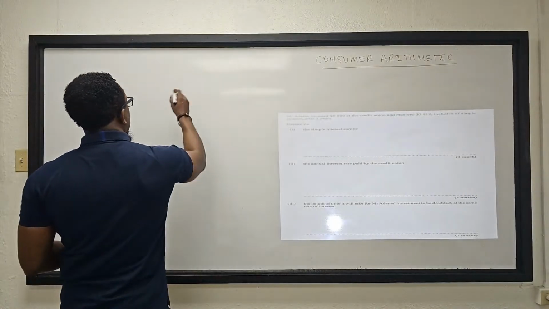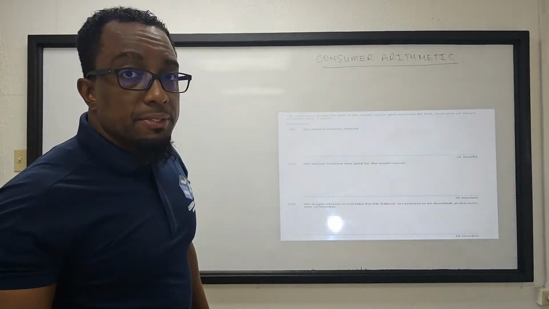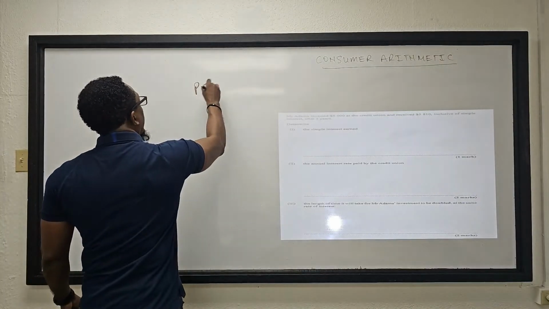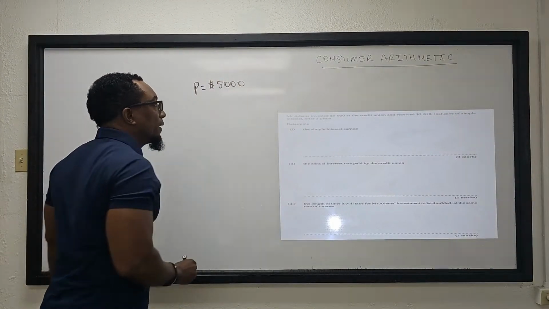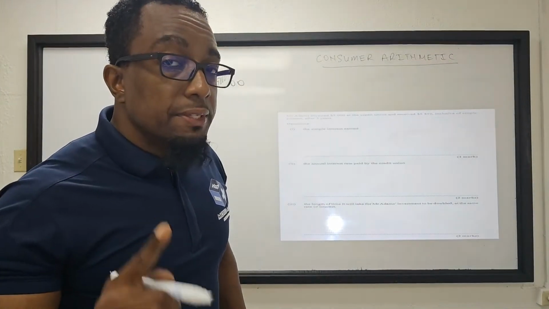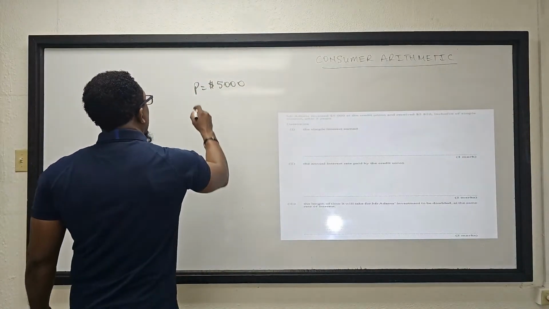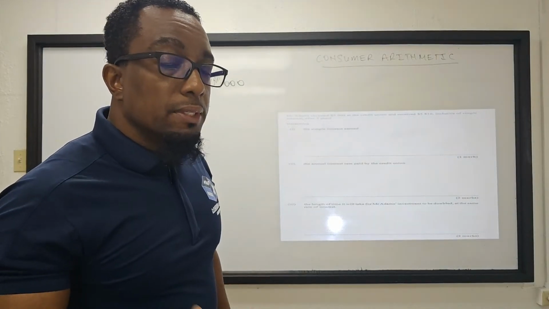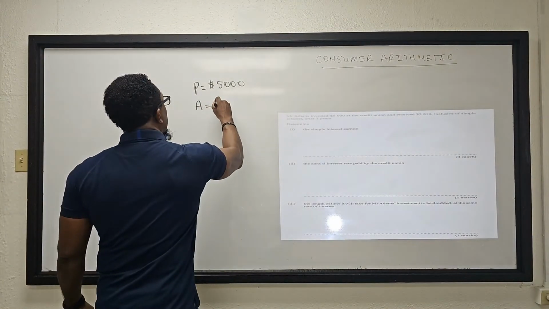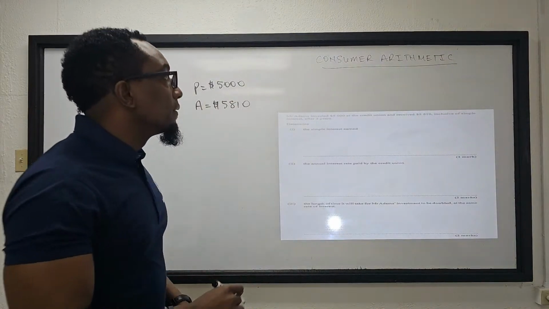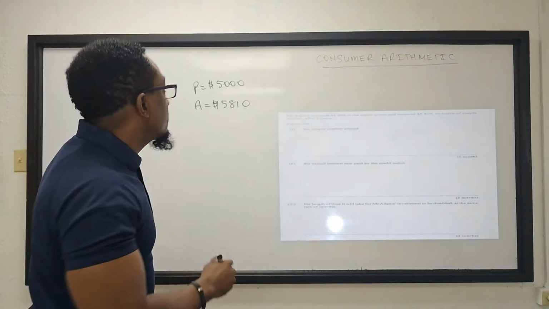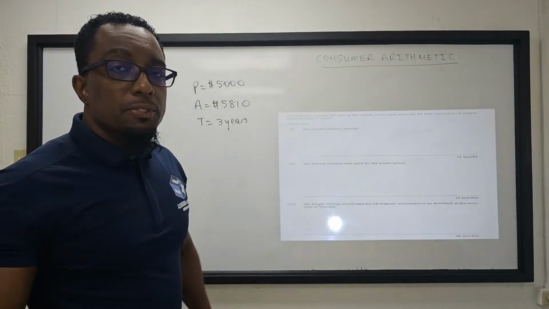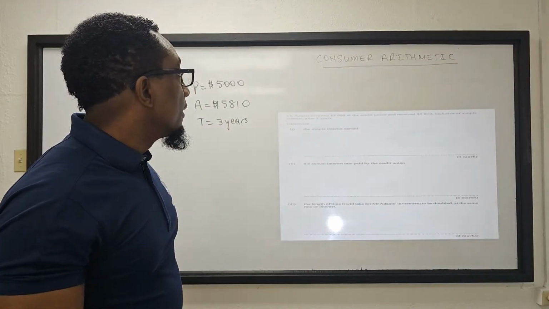So we have Mr. Adams, he invested, so this is his principal, which is 5,000, and he received, which is the amount of borrowing, this is how much he's going to receive, 5,810, right? And after 3 years, time of course will be 3 years. And they want us to determine what is the simple interest earned.